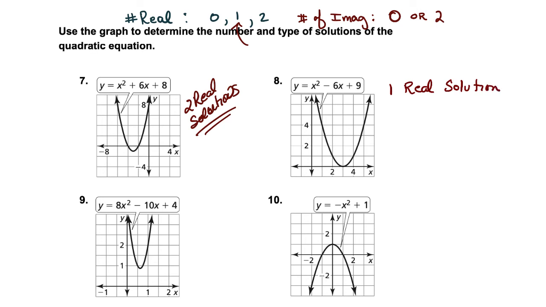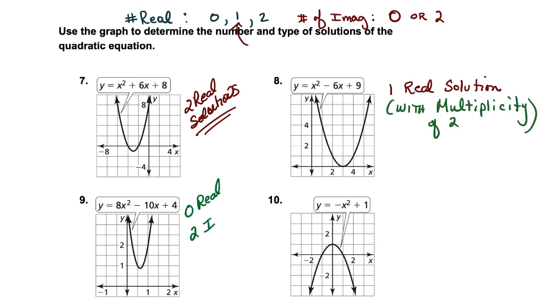Now I want to emphasize something here, though. I am going to say with multiplicity of 2. And that only means it happens twice. Number 9 here, here's our x-axis. It never crosses it. So this one has 0 real solutions, but it has 2 imaginary.